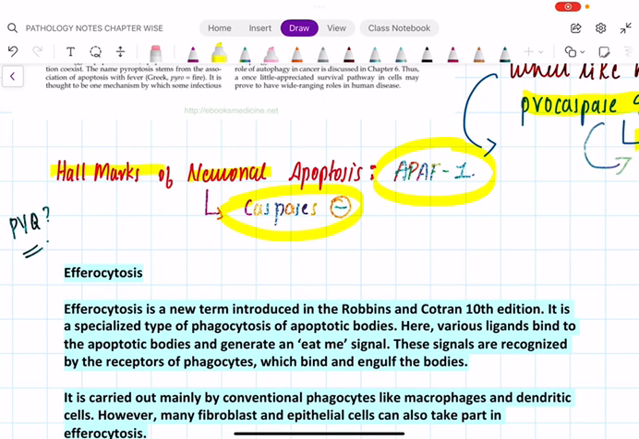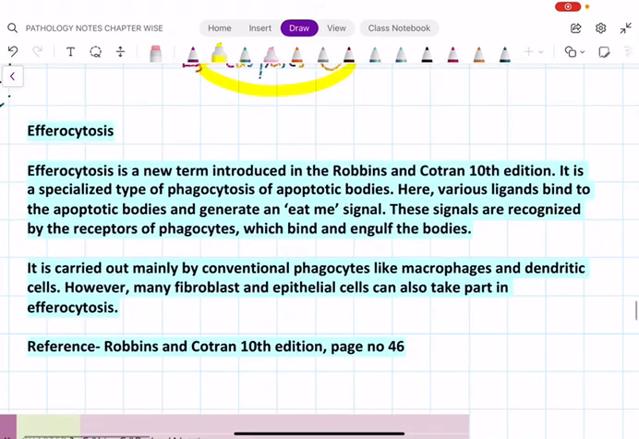Intrinsic pathway, we have a lot of markers. Out of that, I told you, phosphatidylserine, or we have something called annexin 5. Annexin 5 is a much more specific marker than phosphatidylserine. I will tell you the markers of apoptosis very soon. So in hallmarks of neuronal apoptosis, since neurons don't have caspases, they will go for APAF1. APAF1 is the hallmark of neuronal apoptosis. Yes, a very important terminology.